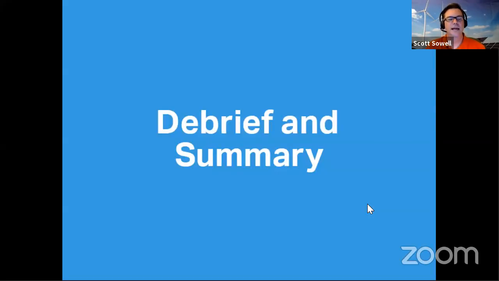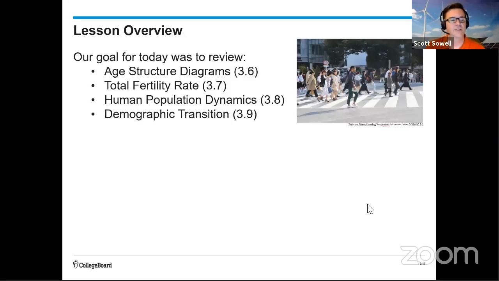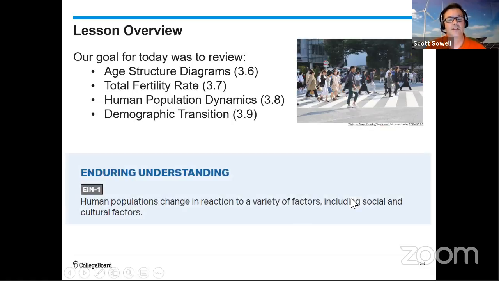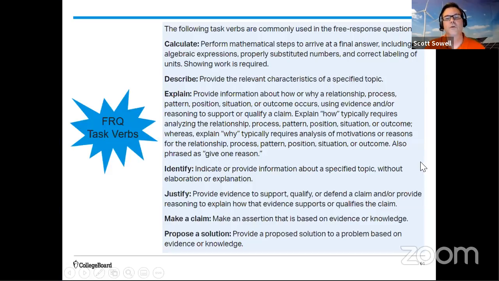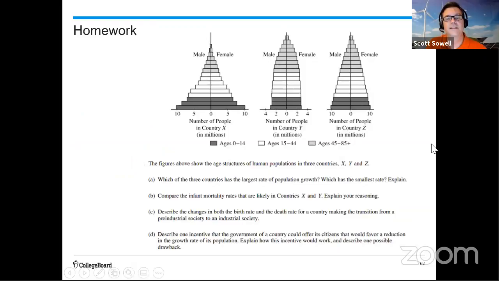And then I want to point out our homework for tonight. So for today, we went over age structure diagrams, TFR, human population dynamics, and the demographic transition, all kind of helping you to understand that human populations change in reaction to a variety of factors, including social and cultural. So for homework tonight, again, remember your task verbs, look at them, look at them, look at them. They mean something. I'm going to have you do this FRQ.